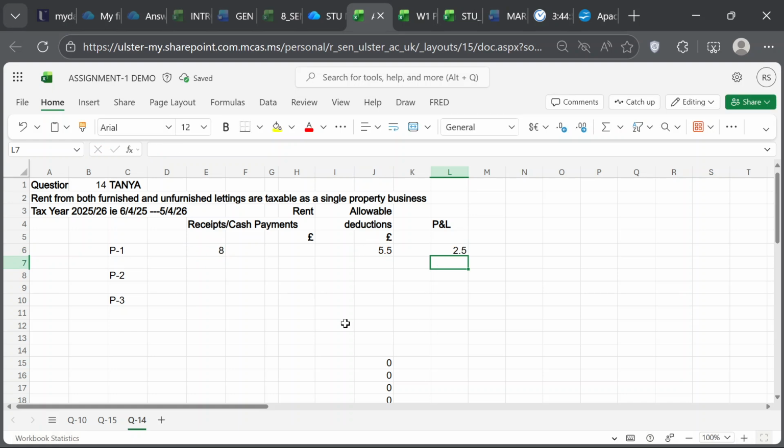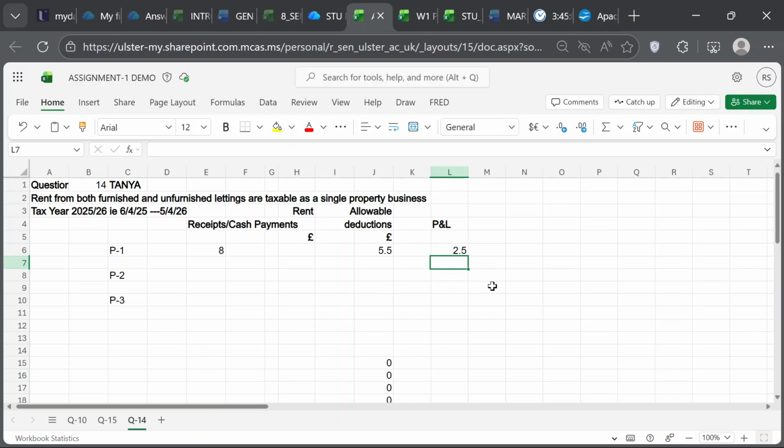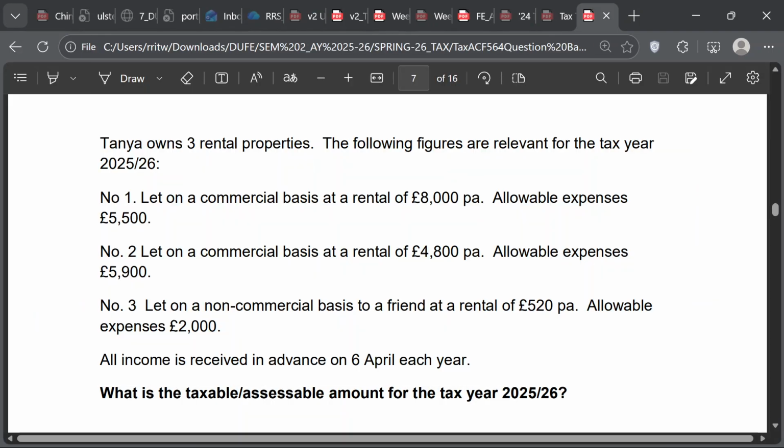Is this clear? Yeah. Now, similarly, you repeat for other properties. But obviously, remember the rule on non-commercial that I told you about. Yes. Okay? So everything is pooled. So whatever number you get, pool it together, you get some number.